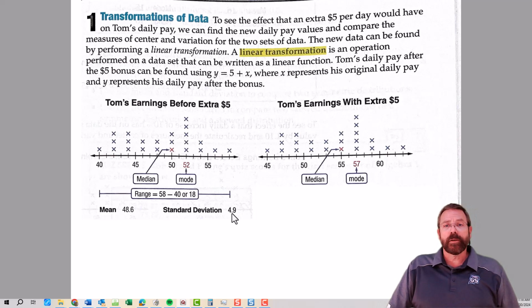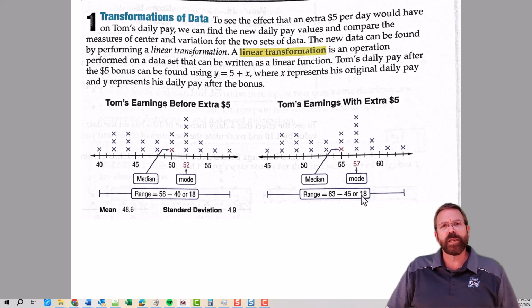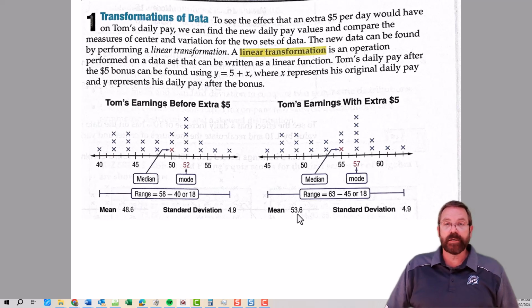From here, we're going to add the extra $5 to it. When you add the extra $5, everything shifts to the right by 5. Now his median, or middle value, is $55. His mode is $57, up $5 from what it was before. And if we take a look at the range, interesting. The range didn't change, because when you take 63 minus 45, you still get the same range of data values of $18. And then the mean is increased by $5. The standard deviation, however, is going to be the same.